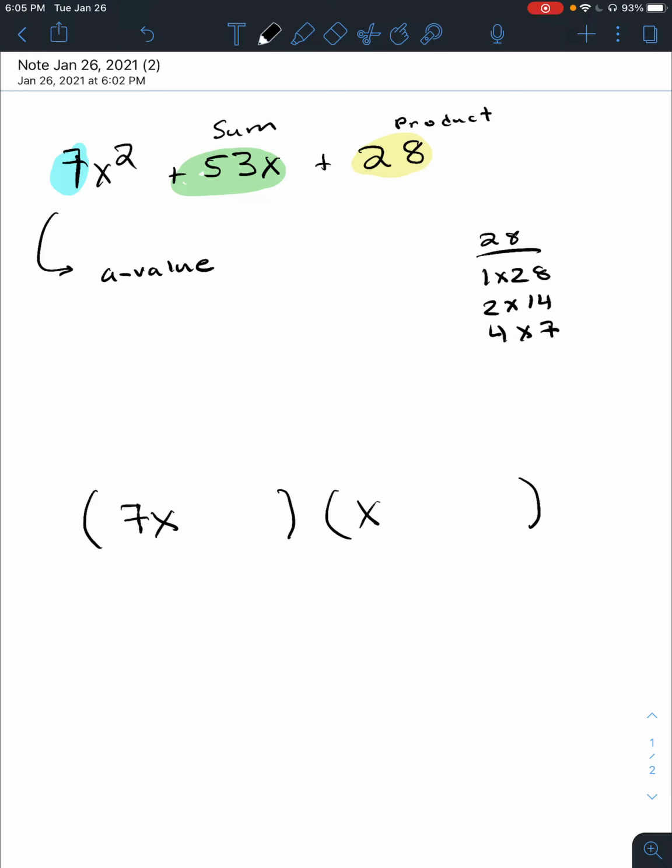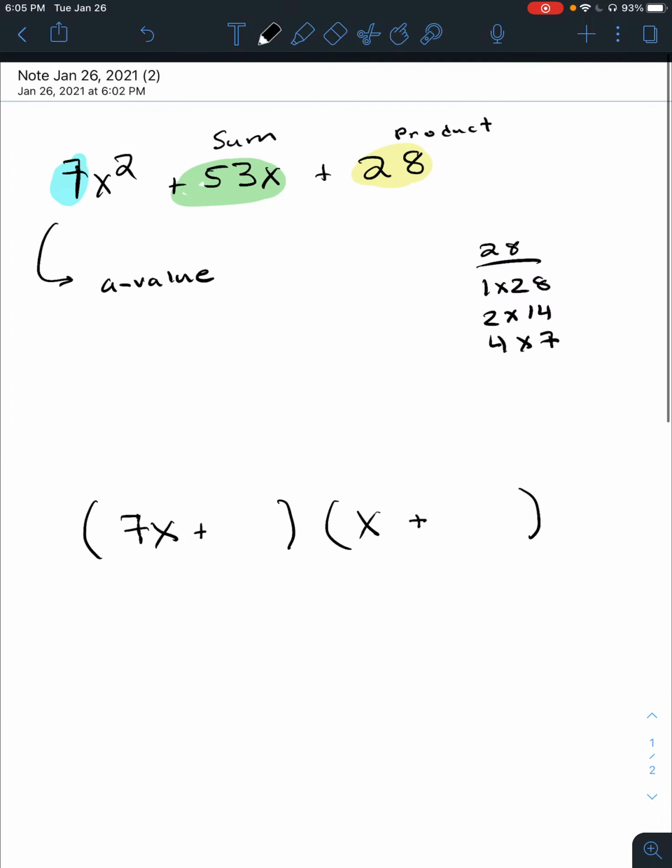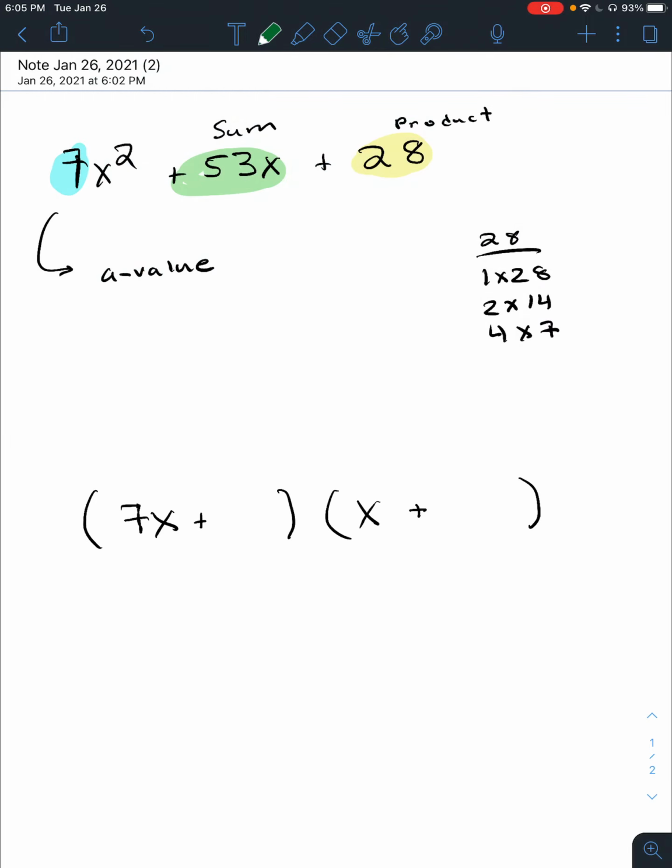You're going to see later on in the video an example where the a value is not prime, so we can see how to deal with more options. So we know it's 7x times x, and we know that these are both plus signs, and we also know that it's either going to be 1 and 28, 2 and 14, or 4 and 7, in some order. So what I like to do is write my arrows. I know that 7 times whatever number is here and whatever number is here times this, these two will give me my sum of 53.